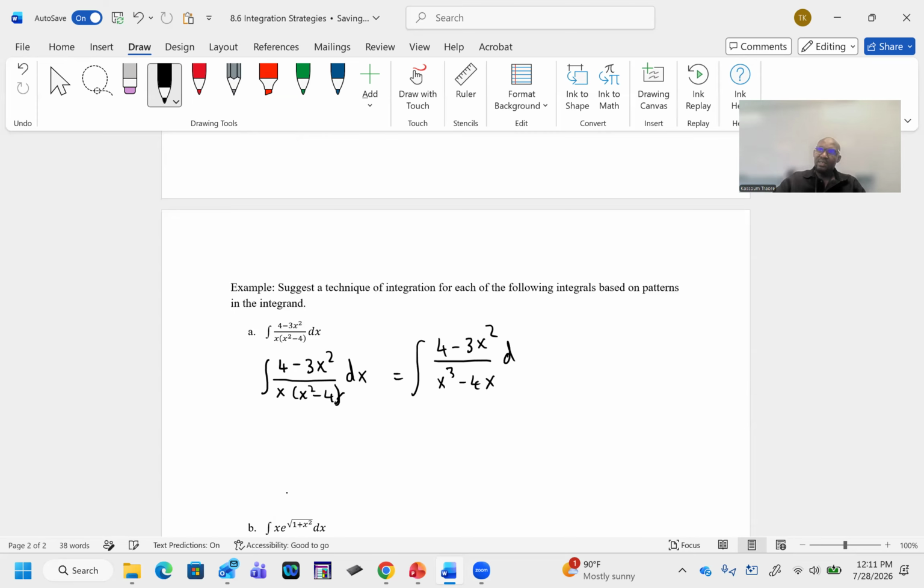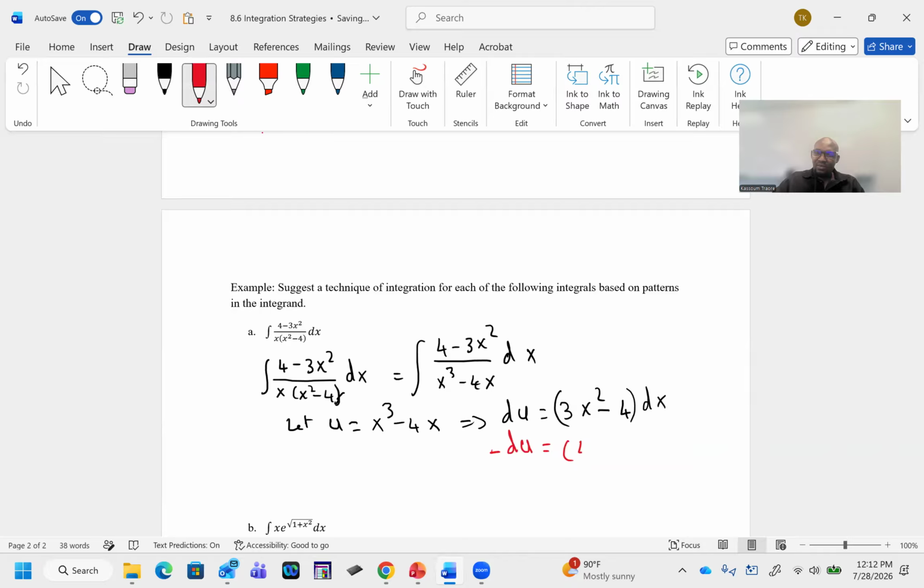If I let u be equal to x cubed minus 4x, then my du will be what? 3x squared minus 4 dx, right? Of course, that's not exactly the same thing we have on the numerator because the numerator is 4 minus 3x squared, but they look the same, right? So if I multiply my du by negative, then my negative du would be exactly what? 4 minus 3x squared dx, because you multiply the right side also by negative, which is my numerator.